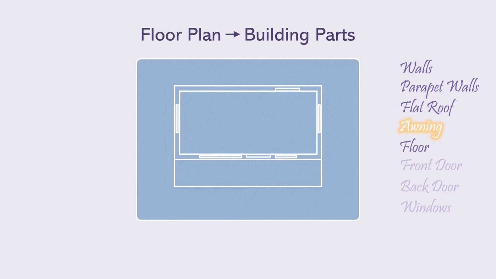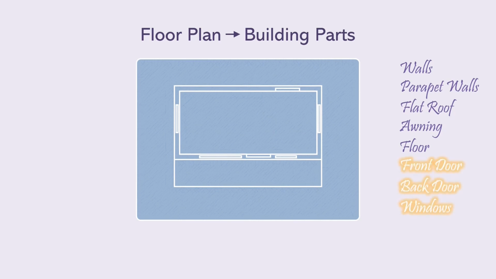Add another rectangle for the awning. Double its height. Half of this shape will be hidden inside the top wall section. You'll see later in this video why we're doubling the height of the awning. Lastly, we'll draw the front door, back door, and windows components. You can simplify the model by combining the windows shapes using the Union Shapes tool.